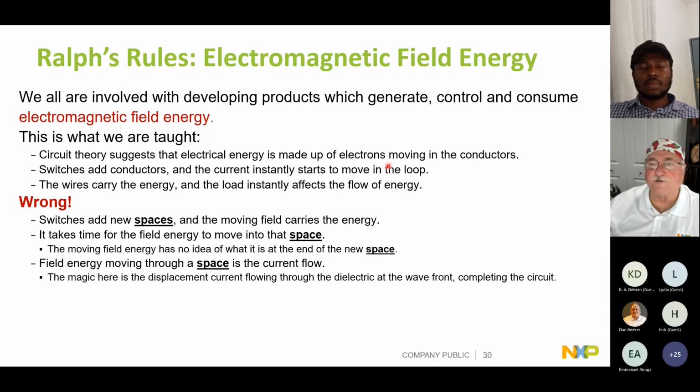You know, circuit theory talks about electrons moving in a loop. That happens after the field moves. When you turn on a switch, you add a new space, and the moving field is how you carry the energy. You take the E field, you fill the space. Once the E field is established, then the H field transmits the power. And that's how things work. It's very simple. Ralph described it as like a drive shaft in a vehicle. He says once you establish the electric field and then you're consuming it at the load, the magnetic field is what carries the energy.